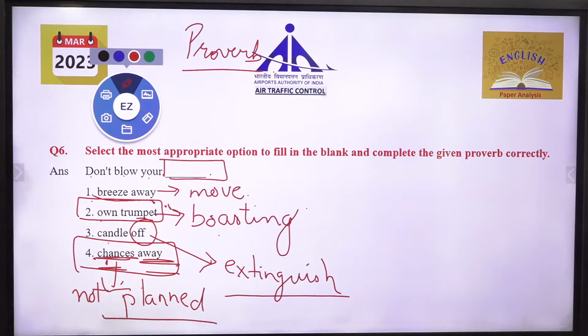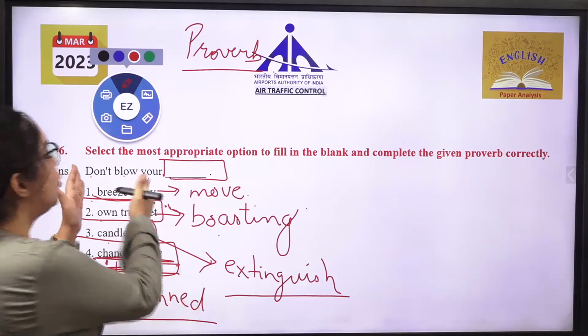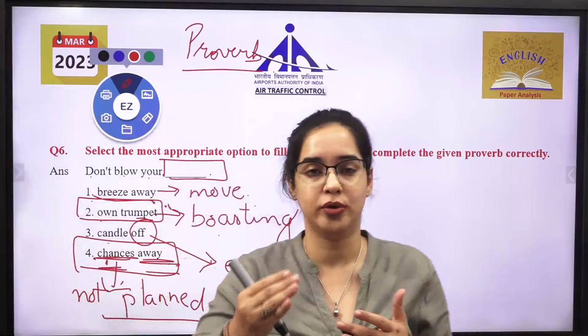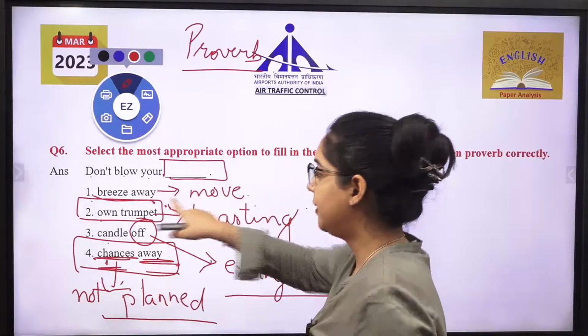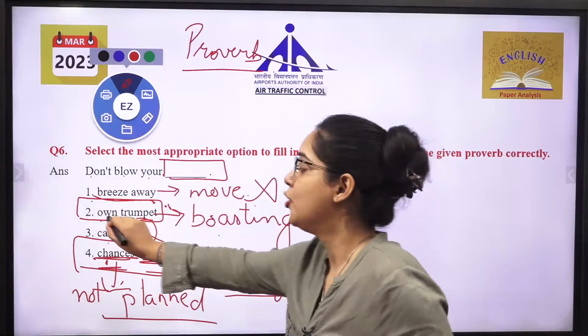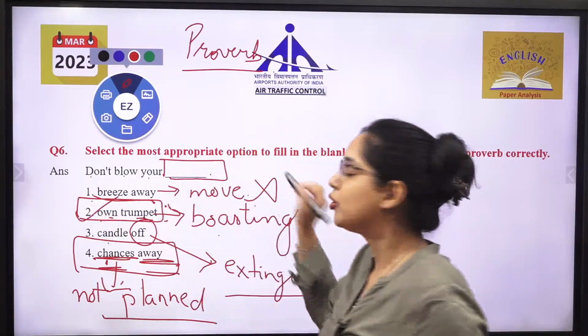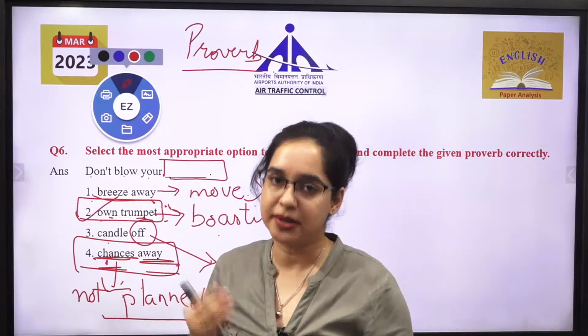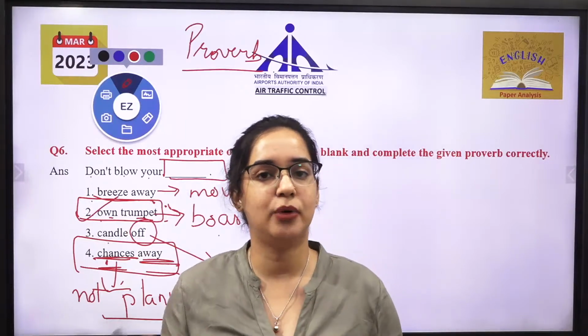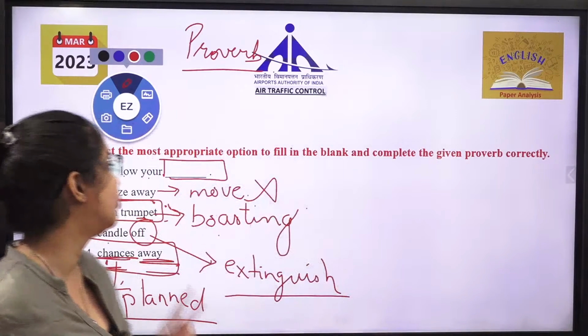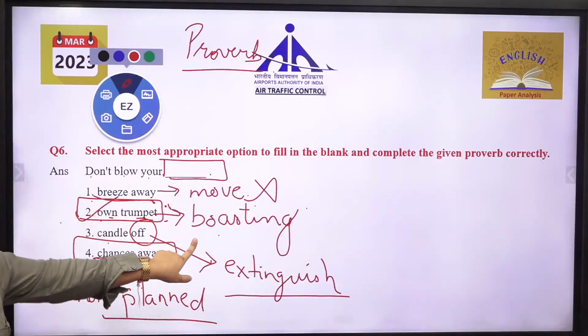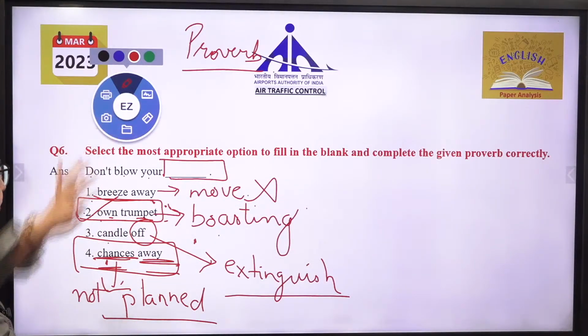Now, you have to understand it. What happens is, don't blow. Blow means बोलो. Okay? Don't blow your breeze away. You cannot move. This is wrong. Own trumpet is the answer. Own trumpet means don't blow your own trumpet, कि अपनी ही बातें मत करो. You don't have to boast about yourself. So that is don't blow your own trumpet, about boasting. So second is the right one.